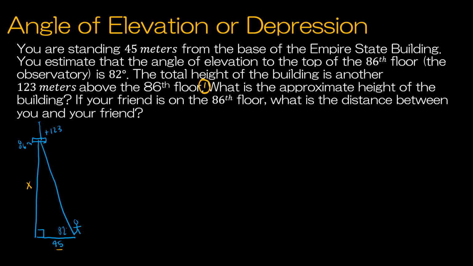Which of the trig functions equates opposite and adjacent? And that's tangent. So I'm going to take tangent of 82 degrees is equal to x divided by 45. So it's just using the definition for tangent, which is opposite over adjacent, plugging in what I know, and now I'm going to isolate that x and use my calculator to solve.